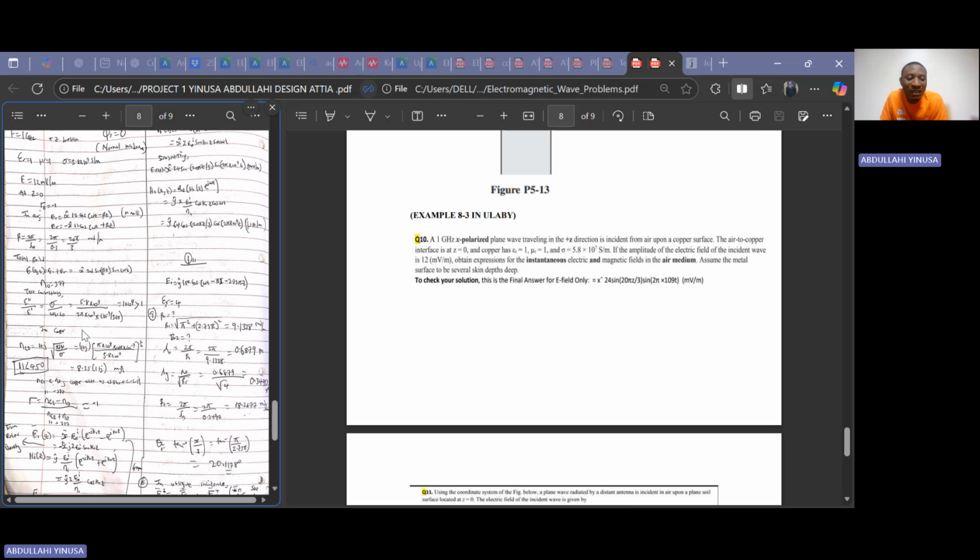When we check the constitutive parameter, this is 10 times 10 to the power 7. It is a metal. It means it's a conductor. Then we are going to make use of the formula. It means our mu is going to be what?